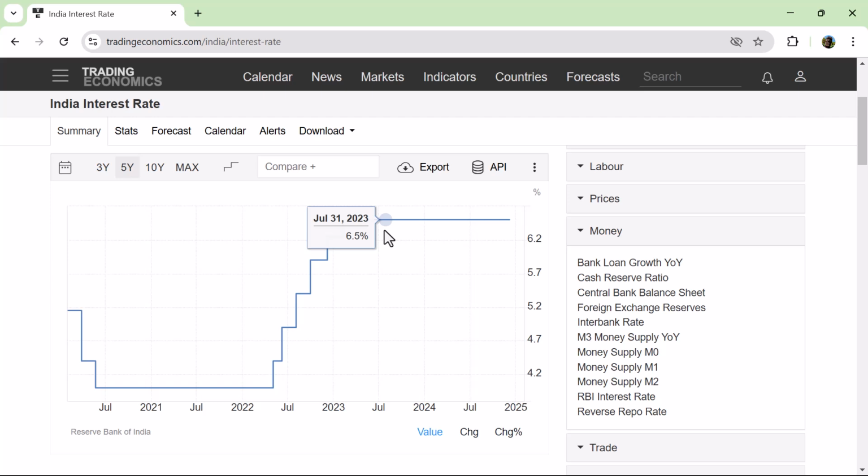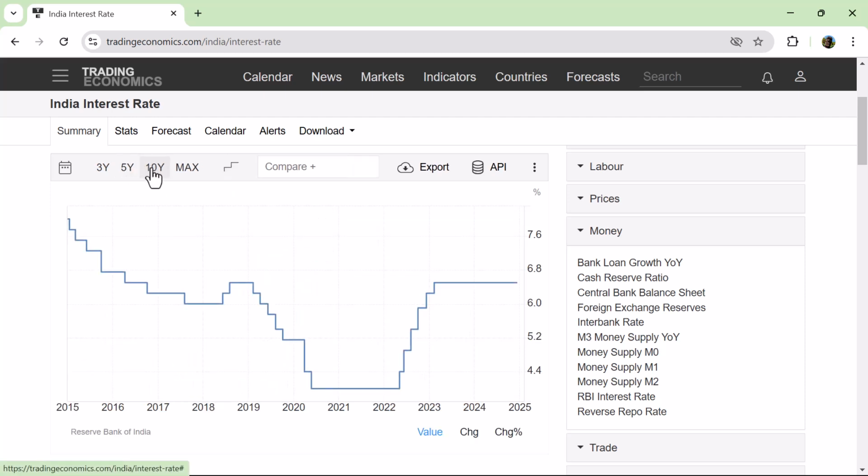So they have a monetary policy. Whenever they feel the economy is heated up, they will come and increase the repo rate. With an increase in repo rate, the fixed deposit rates will also go up. The lending rates will also go up. Okay. So if you even look at your 10-year chart, you'll find the interest rates are always changing.